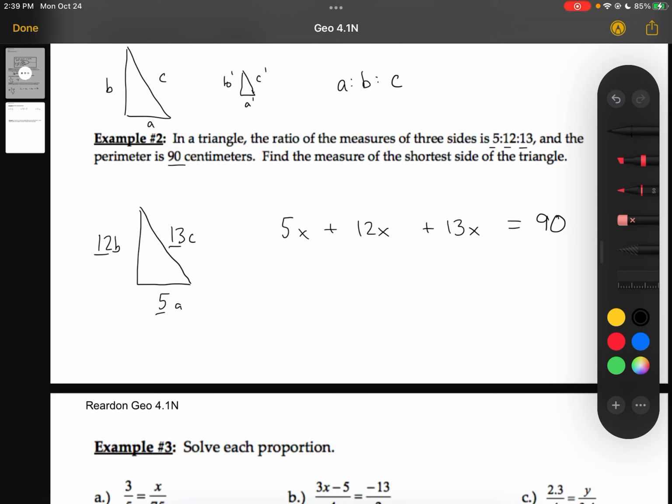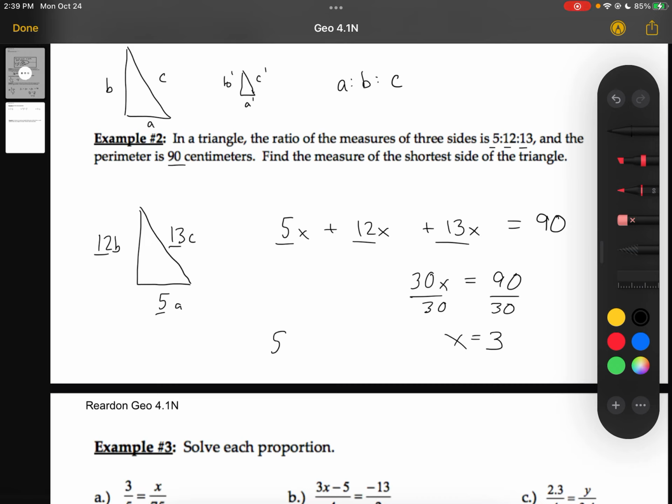So if we're trying to find the measure of the shortest side of this triangle, what we'd have to do is combine our like terms. So all of these are actually x's here. So this adds up to 30x equals 90. 5 plus 12 is 17, plus 13 is 30. Divide both sides by 30, and we'll end up with x equals 3.